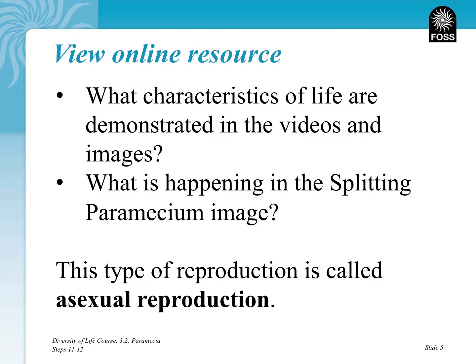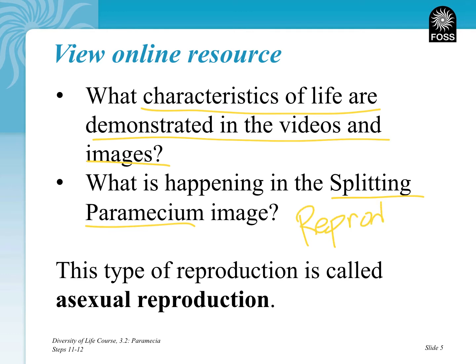So to review again, what characteristics were demonstrated in the videos and the images? Well, we can see that they have openings for food and water and waste products. And then what's called a splitting of the Paramecium. What do you think is happening? It is a form of reproduction. All living things can, or maybe do, reproduce to create a new version of that species to carry on the species. Now, this type of reproduction is what's called asexual reproduction, and that occurs within the organism itself.